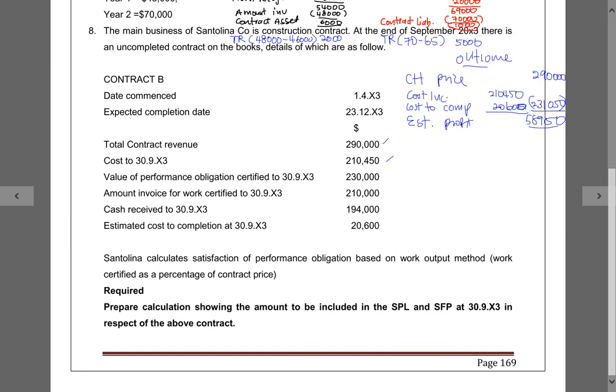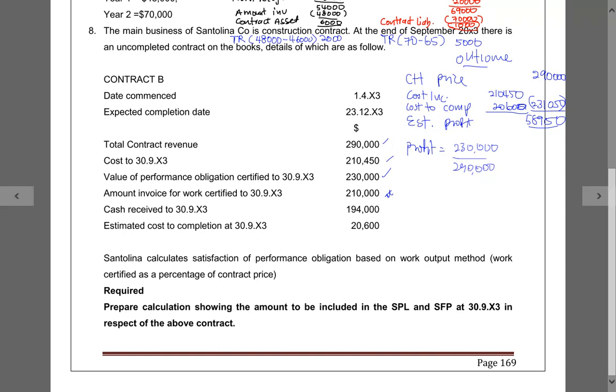We recognize the profit using the sales method, the work certified method. It will be work certified. That means the architect or the quantity surveyor, the QS, has already certified. They certified 230 out of 290. So this is the percentage of completion.